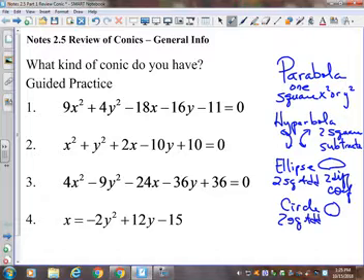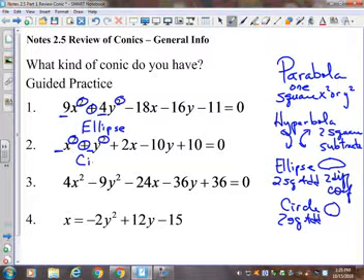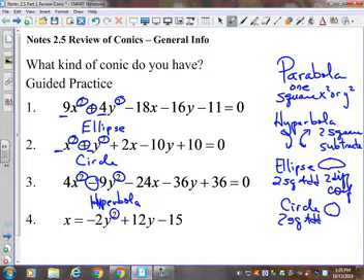So if you look at these questions, the first one has different numbers, addition with two squares. That makes it an ellipse. This one has the same number with two squares in addition. That makes it a circle. This one has a subtraction with two squares, so that's why it's a hyperbola. And this only has one square, and that makes it a parabola.